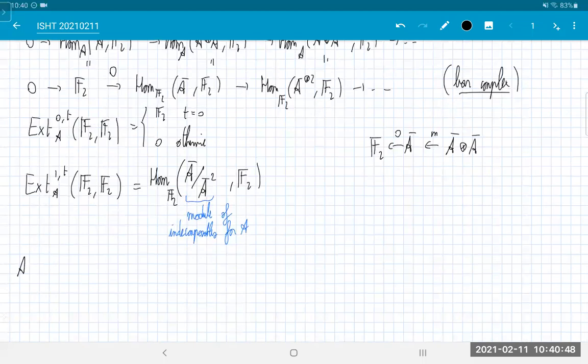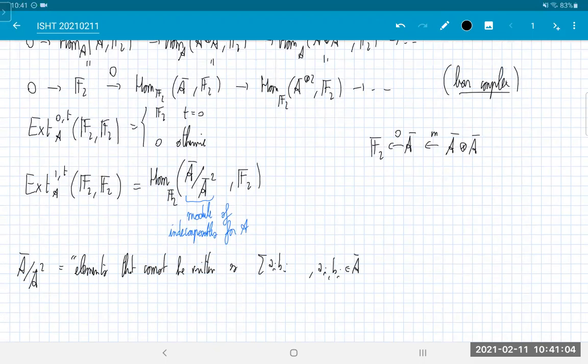So they are the elements that cannot be written as sums of products. So this is elements that cannot be written as sum a_i b_i for a_i, b_i in the ideal. That's why they're called indecomposable. You cannot decompose them as products of other elements.